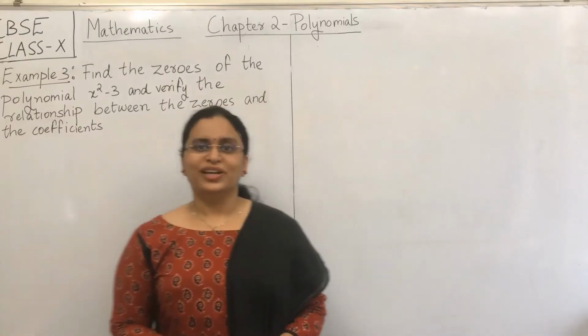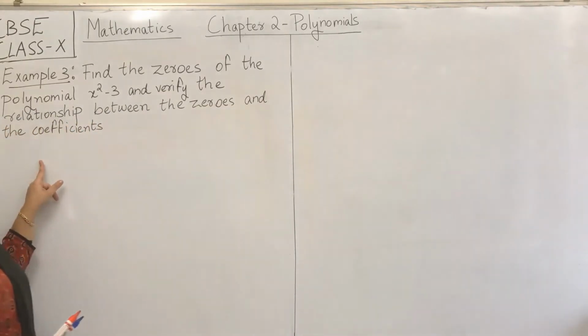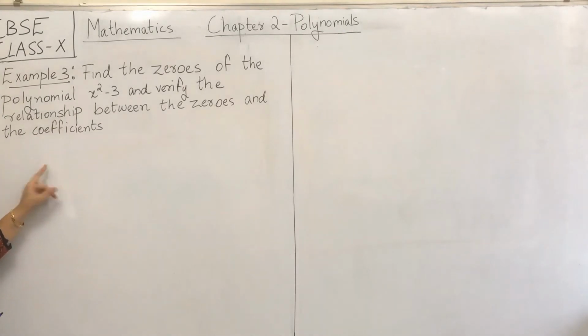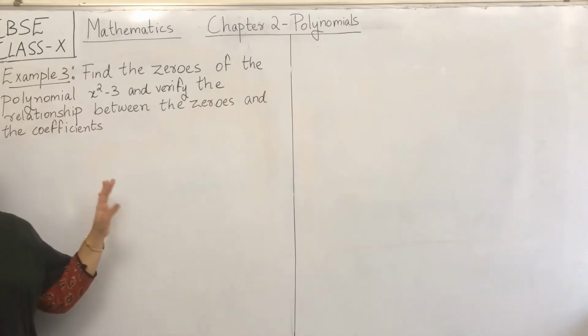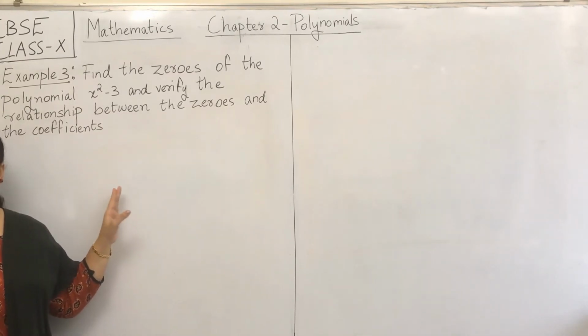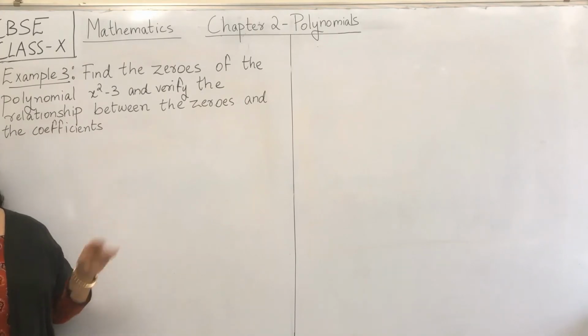Okay, so we are doing example 3, that is find the zeros of the polynomial x square minus 3 and verify the relationship between the zeros and the coefficients. I am repeating once more. Find the zeros of the polynomial x square minus 3 and verify the relationship between the zeros and the coefficients. Here we need to find the zeros and then we need to verify the relationship between the zeros and coefficients.